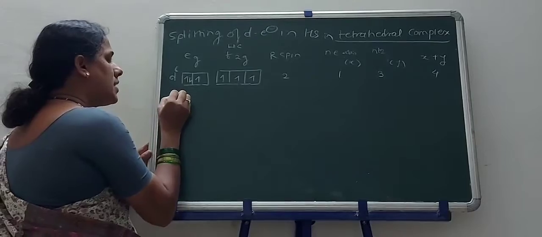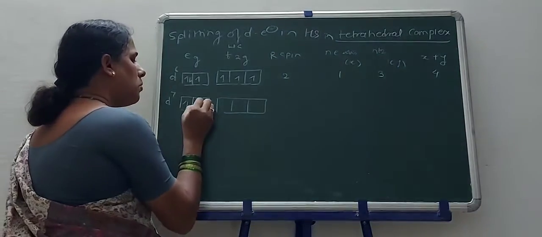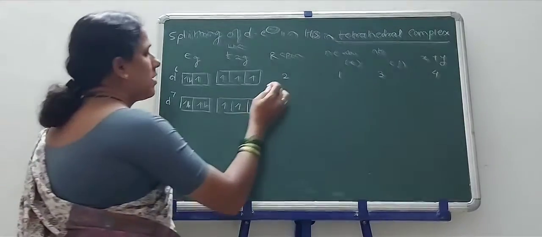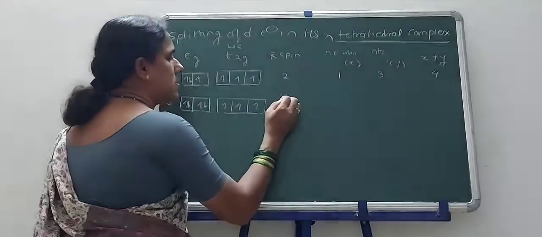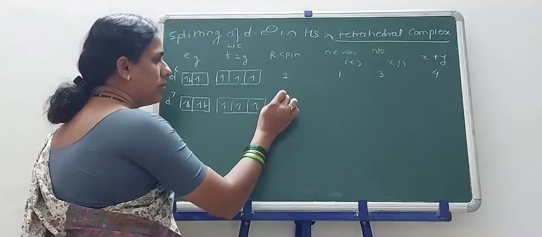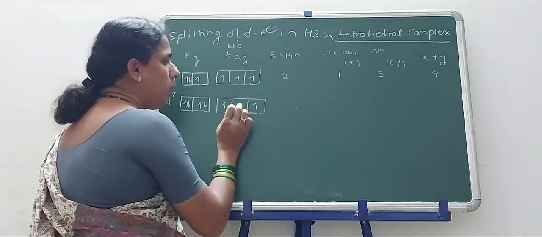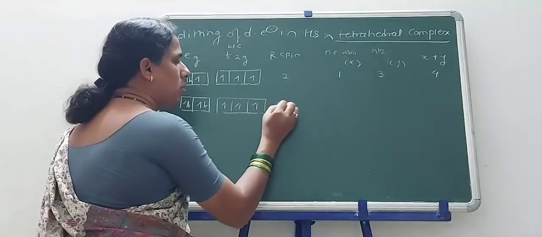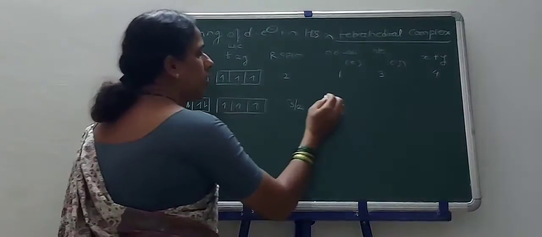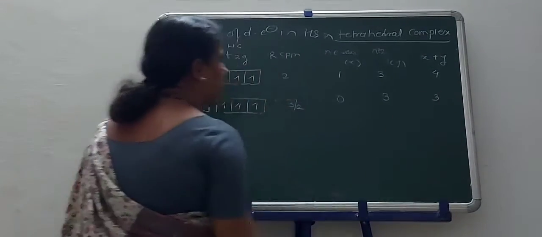For d7, what is the electron distribution here? See here 1, 2, 3, 4, 5, 6 and here 7. The resultant spin is equal to what? That is 3 electrons, equal to 3 by 2. Sorry, here half plus half is equal to 1, and 1 plus 1 by 2 is equal to 3 by 2. Correct. Therefore the number of unpaired electrons is 3.